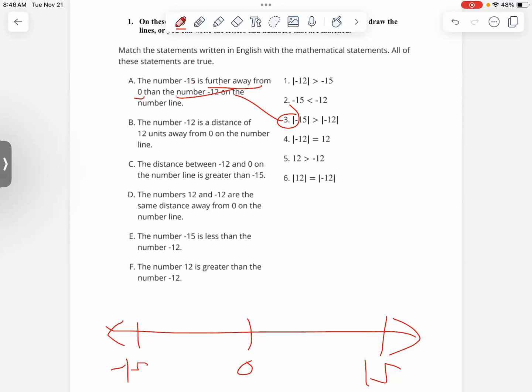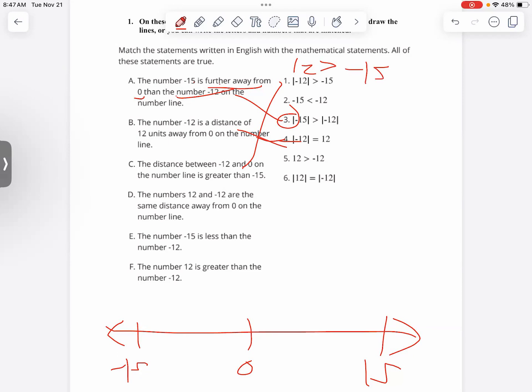The number negative 12 is a distance of 12 units from 0 on the number line. That's just this statement right here, 4. So B is 4. The distance between negative 12 and 0 on the number line is greater than negative 15. That's number 1. So 1 is C. Because the distance between negative 12 and 0 is 12. 12 is definitely greater than negative 15.